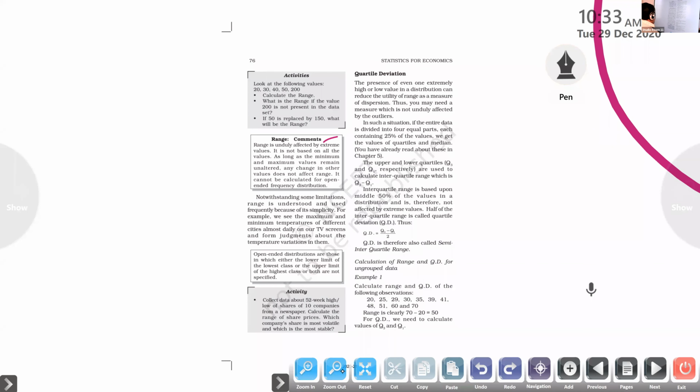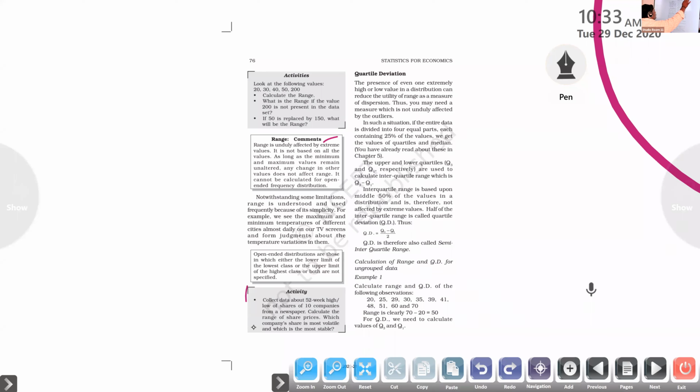Okay, next one. Open-ended distributions are those in which either the lower limit of the lowest class or the upper limit of the highest class is not specified. It's called open-ended. The lower limit and the higher limit of the class interval will not be specified. With that kind of data set, we are unable to find out the range because we don't know the lowest one and we don't know the highest one. All right, clear? So the lowest data and highest data are necessary. So collect data about it. There's an activity for you people, leave it.